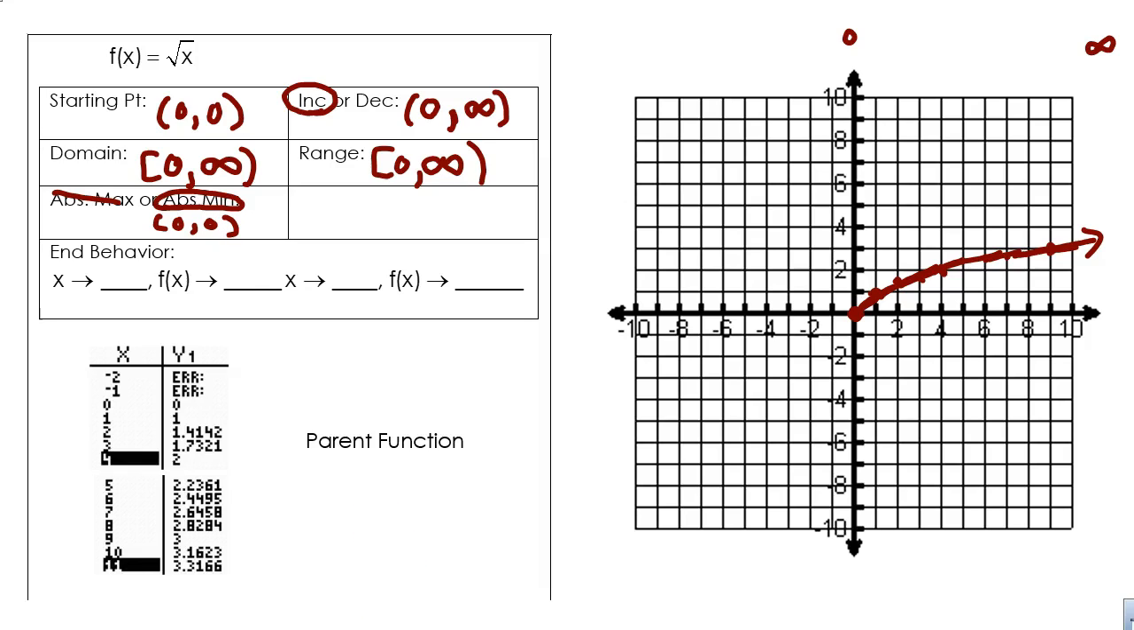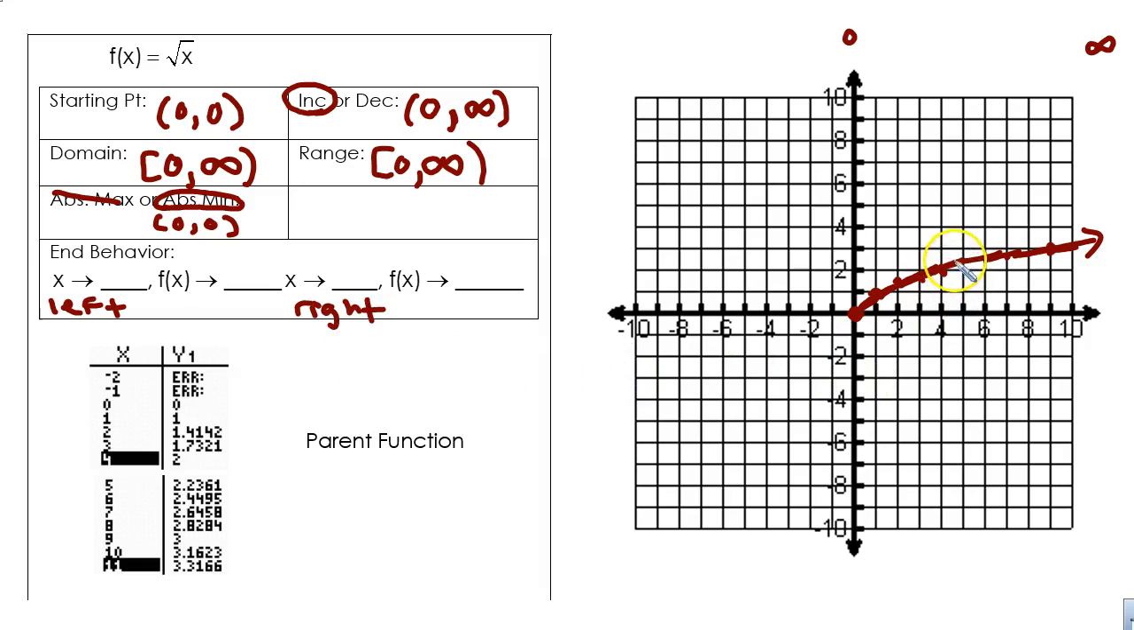End behavior, this is going to be a little different than the functions we've looked at up to this point. Okay, we're going to kind of start filling this in ourselves, so a little bit more of it than we have in the past. Let's start with the left side, and then we'll plug in the right side.